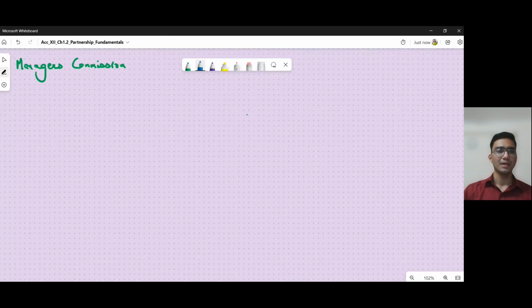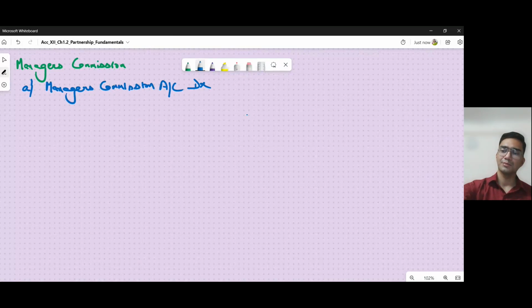Now we have some entries even corresponding to this. The first of this entry is going to be manager's commission account debit to cash account, whatever may be the amount which we have pre-decided, or to bank account. This is in case it has been paid.